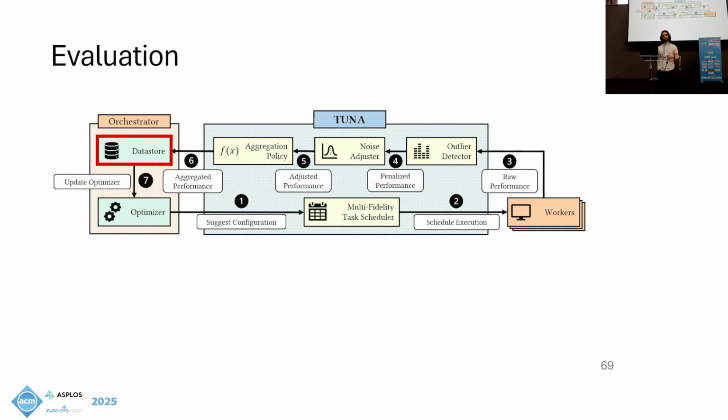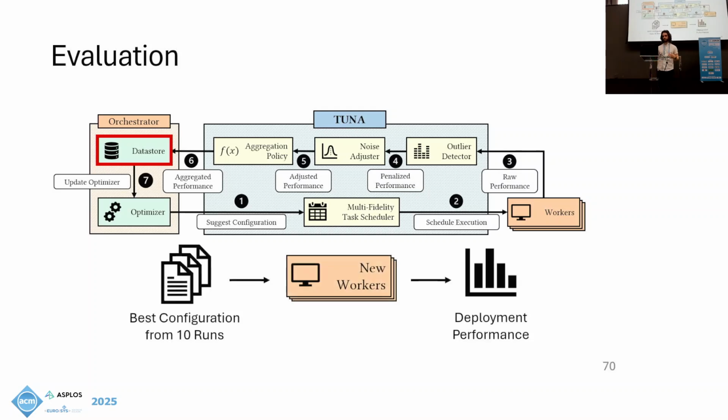So what we do is we do 10 runs for both the traditional setup and on our TUNA setup, and we select the best run and we deploy this on 10 new workers to kind of see what the distribution of performance might be for the workers that we deploy. And so we can see that here. We take 10 configurations, we deploy them on new workers, and we measure the performance.